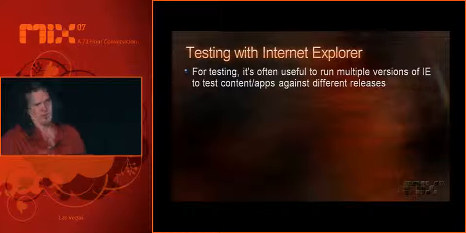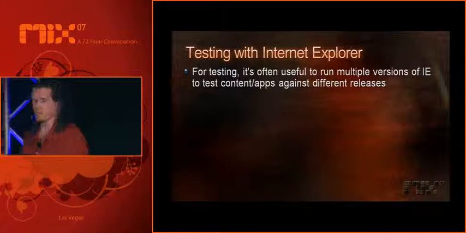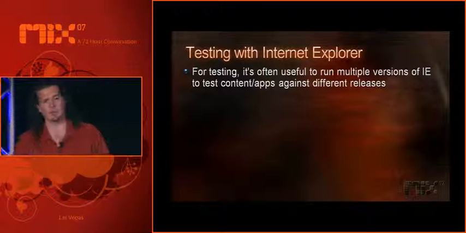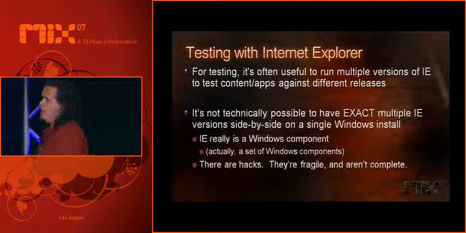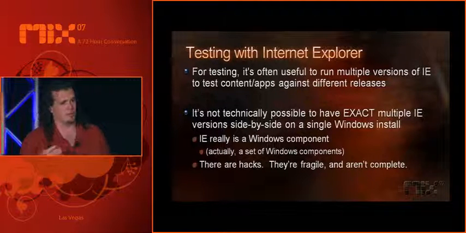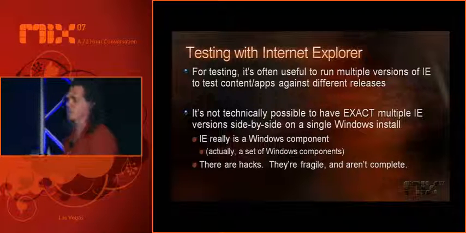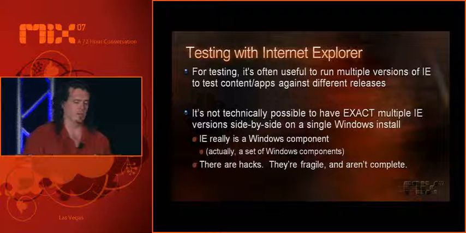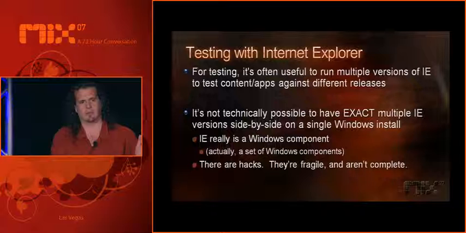Frequently, I would guess, actually, that nearly every web developer in the room needs to test with multiple versions of IE. They need to test content and applications against different releases. They need to test against IE6, test against IE7. And unfortunately, it's not technically possible to have complete multiple IE versions side by side on a single Windows install. We really are a Windows component. We're actually a set of Windows components. And if you update all of them, you're updating it for the IE6 version as well.